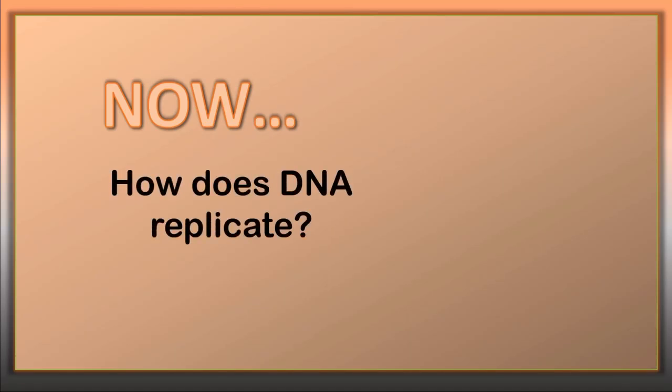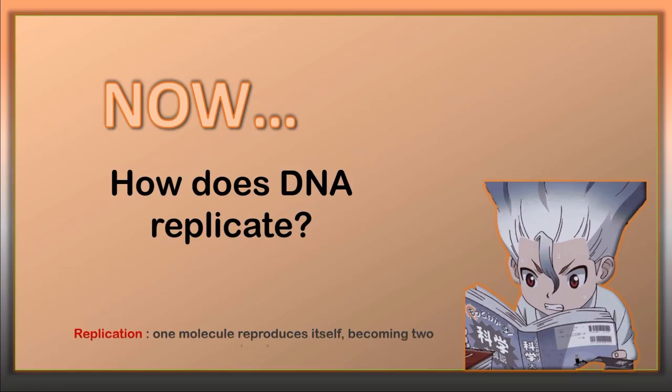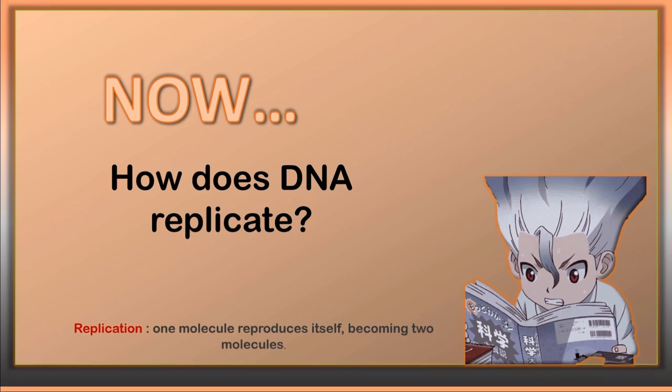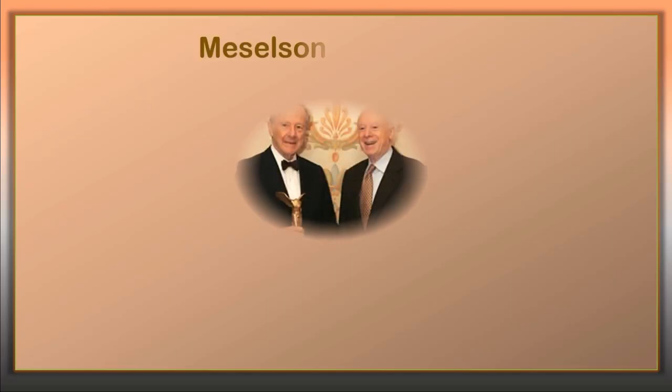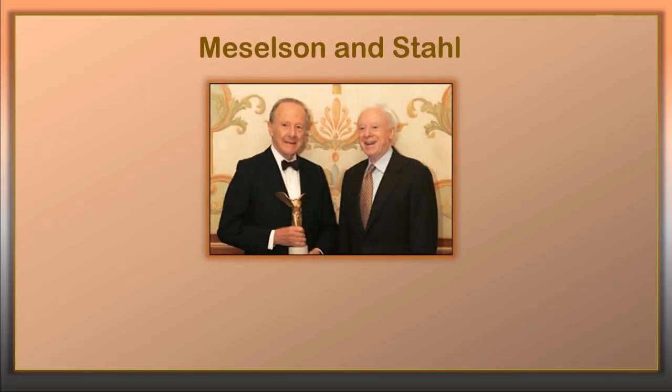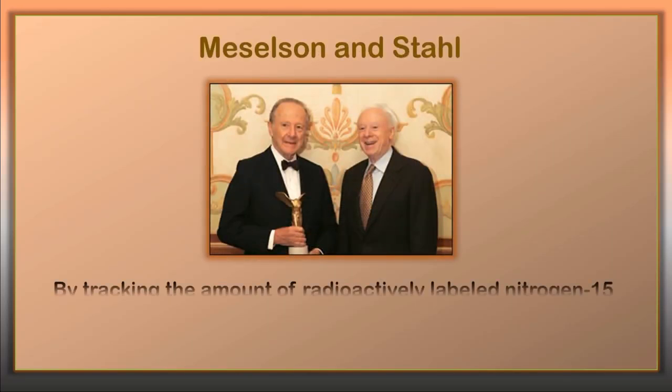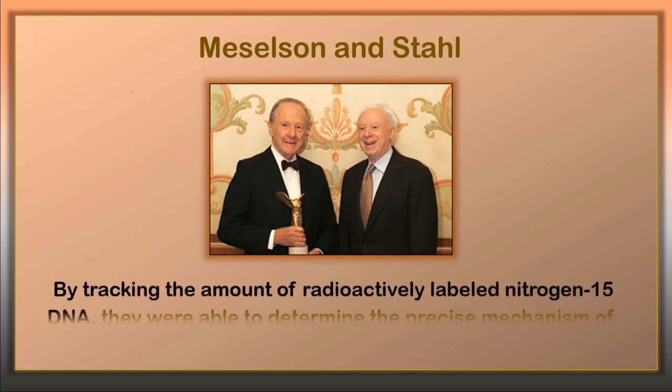Now, how did the DNA replicate? By replication we mean when a molecule reproduces itself, giving out two identical molecules. Meselson and Stahl found out. By tracking the amount of radioactively labeled nitrogen-15 DNA, Meselson and Stahl were able to determine the precise mechanism of DNA replication.